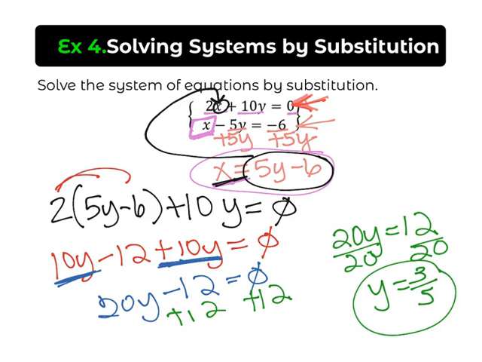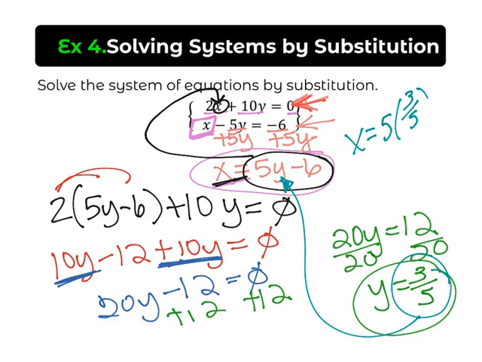Okay, so now we know what y equals. Now we're going to need to put it into one of the equations. Doesn't matter which one. Even as a fraction, it's easiest to put it into the one that you solved for. So x equals 5 times 3/5 minus 6. 5 times 3/5, your 5's cancel, you get 3. So 3 minus 6 is negative 3.